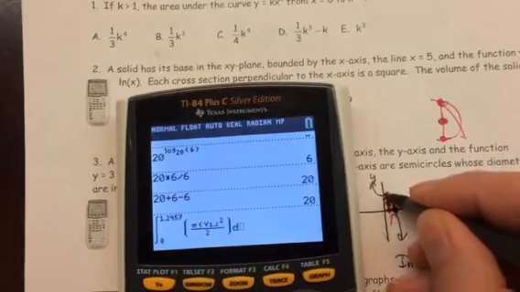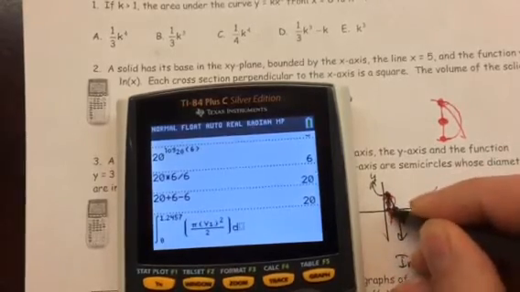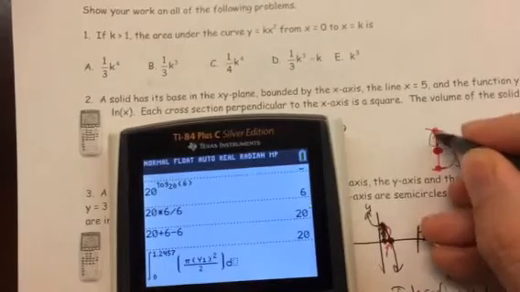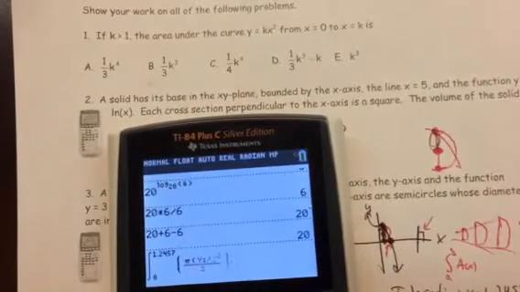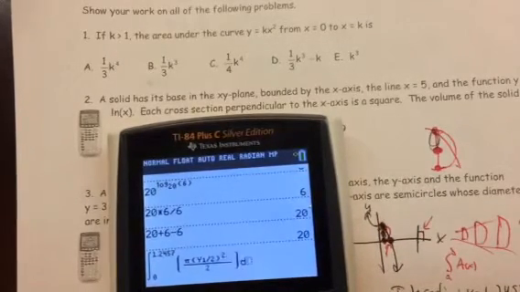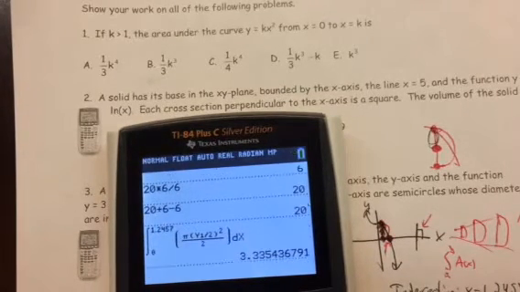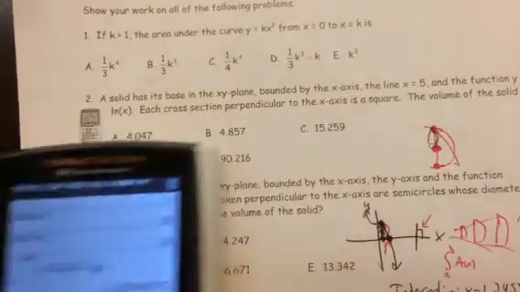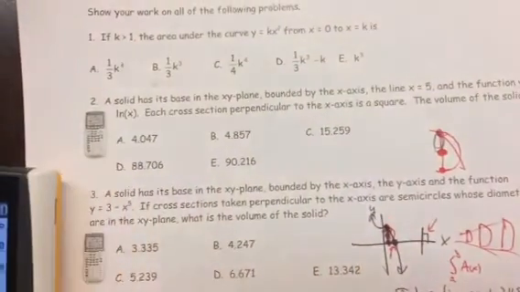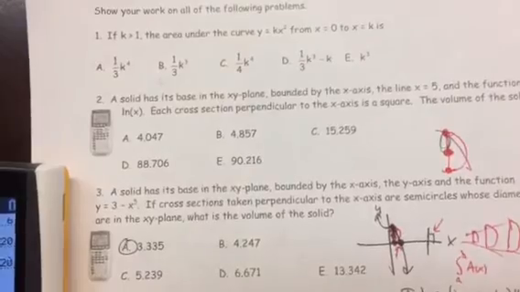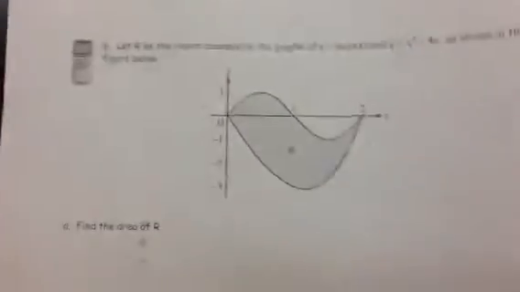Now it's not this height. That's not the radius. The radius is this height divided by 2. So I'm going to put that. This height divided by 2, that is my radius. So this is pi r squared divided by 2 dx. And there's my integral. It is 3.35. So A.